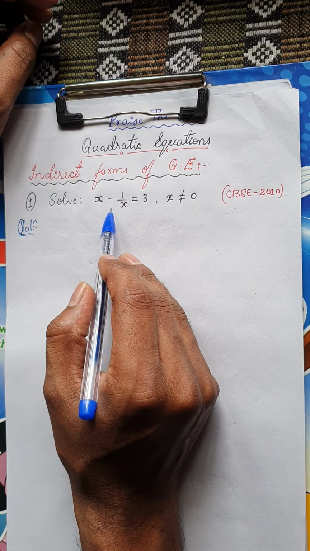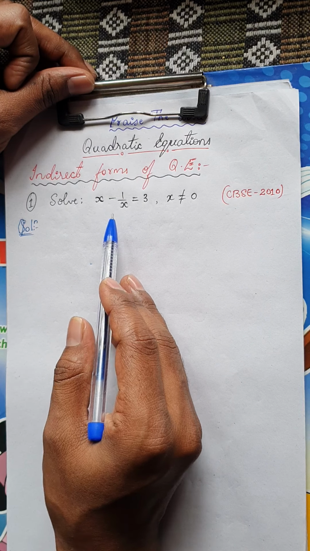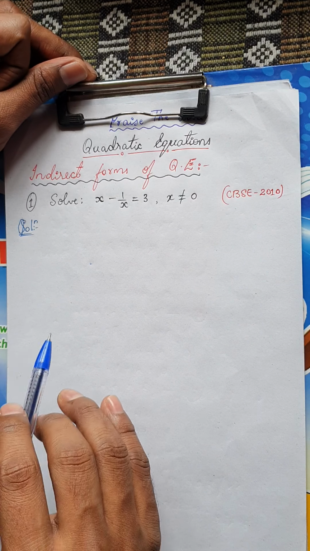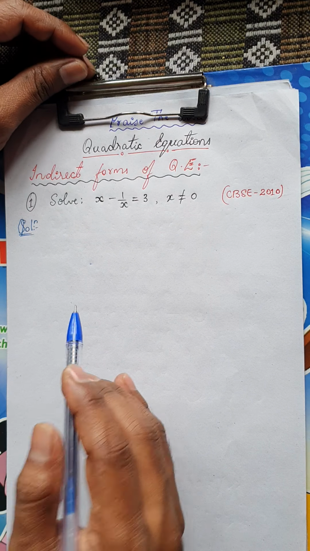Now if you look at it directly, this is not in the standard quadratic equation form. And if you look at it directly, it may not look like a quadratic equation also. First you have to simplify it and bring it to standard form and then solve it. Okay, now how do you do it?